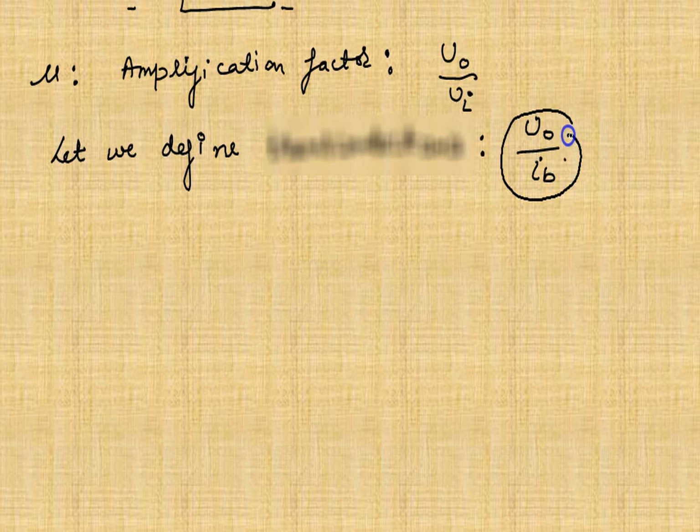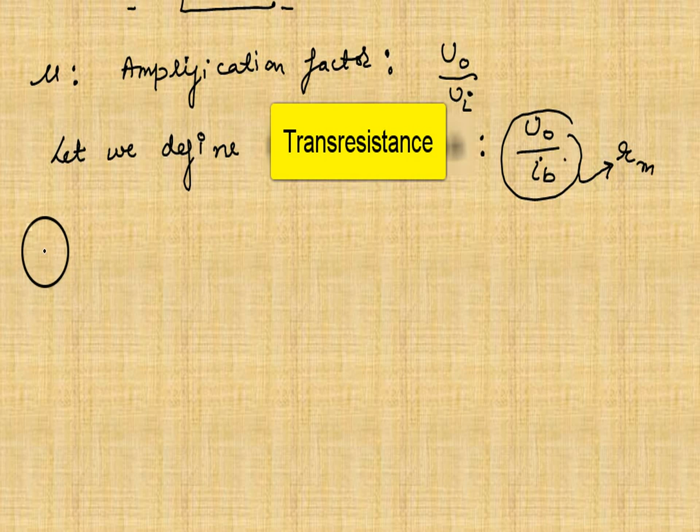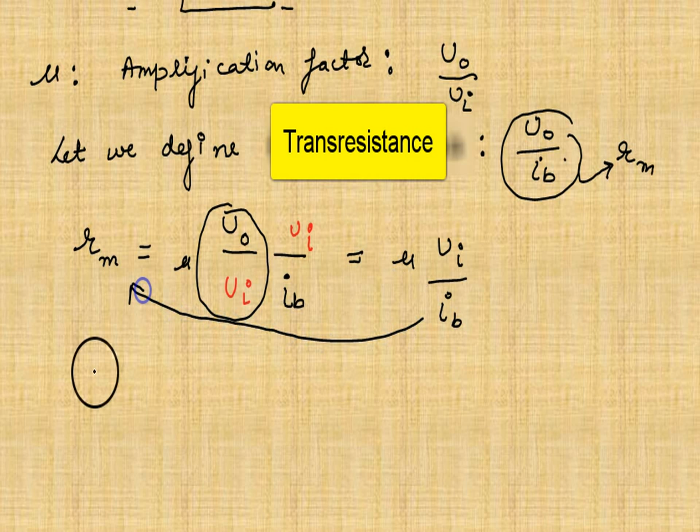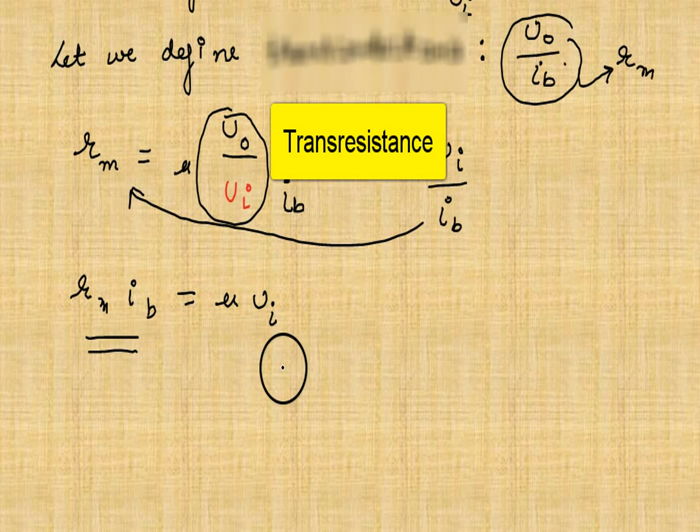Current. This is a resistance, but the transresistance. One parameter output and one parameter input. V naught over IB, multiply and divide by VA. V naught over VA becomes the amplification factor mu. IB is taken to the left hand side. So this is RM into IB.